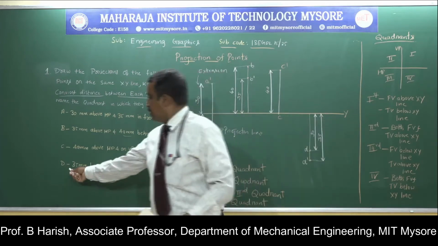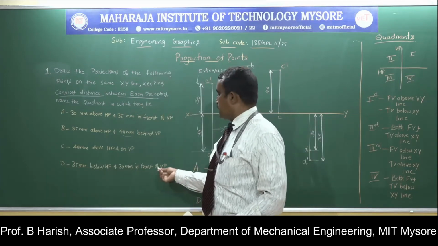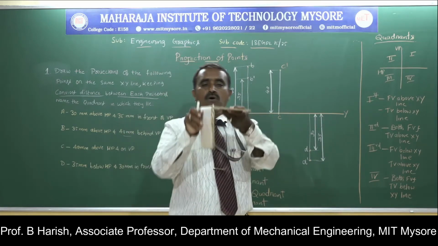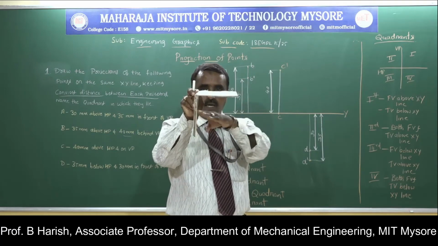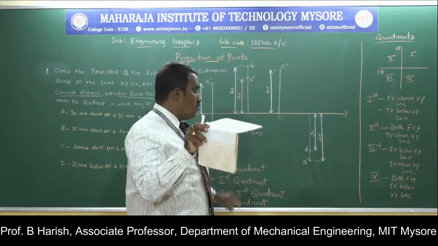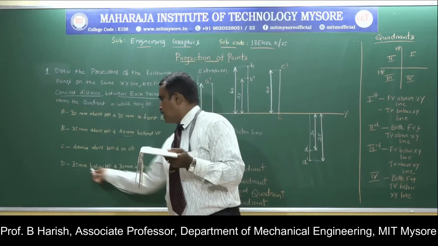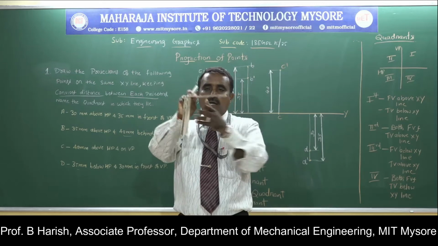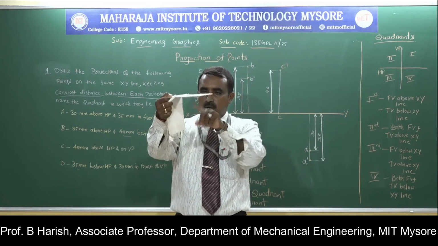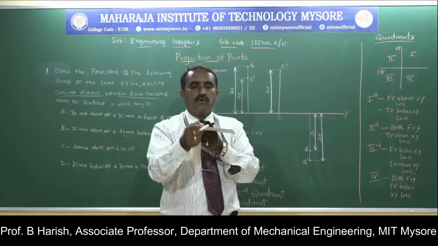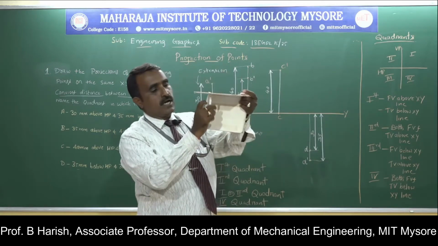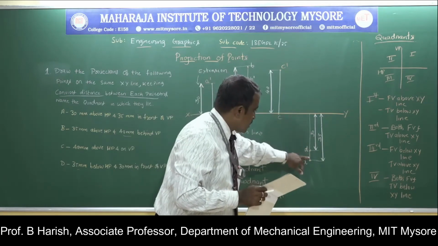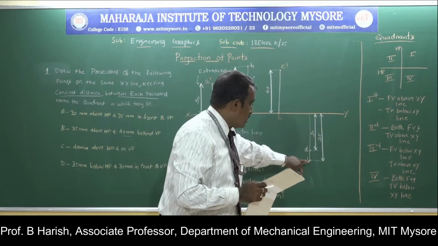Then come to the last one, 35 mm below HP and in front of VP. So it is below HP, in front of VP. Here note down the distance 35 mm, this is 35 mm below, this is 30 mm in front. So 35 mm below and 30 mm in front. Looking at the observer, you have to locate the top and front view. From here you draw a projector, and measure a distance of 30 and 35 mm.